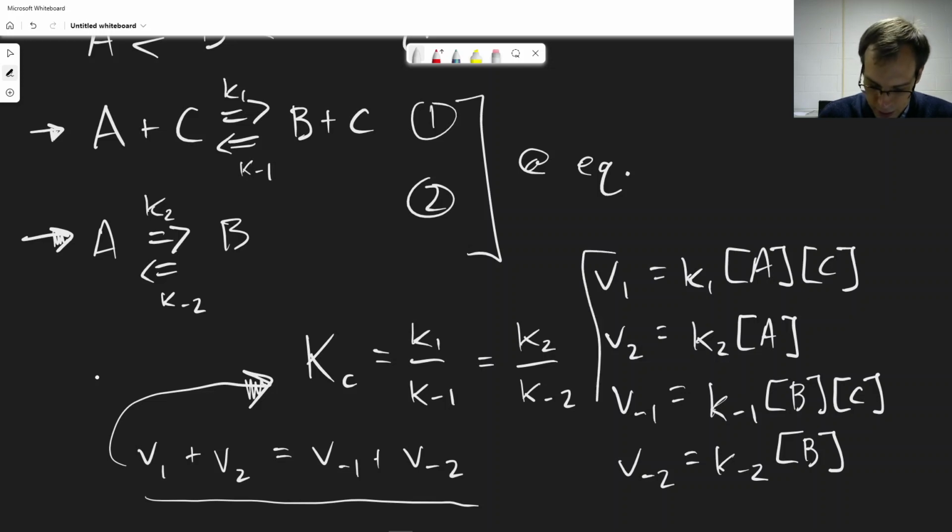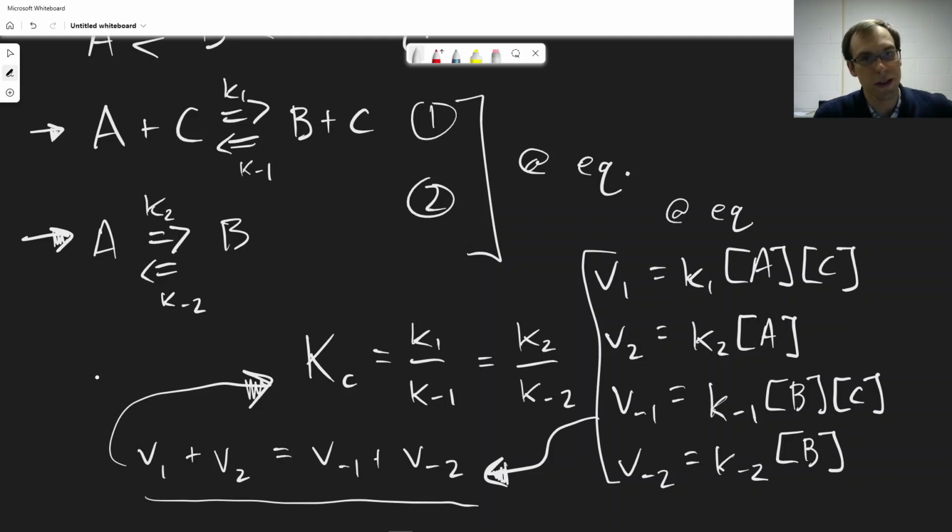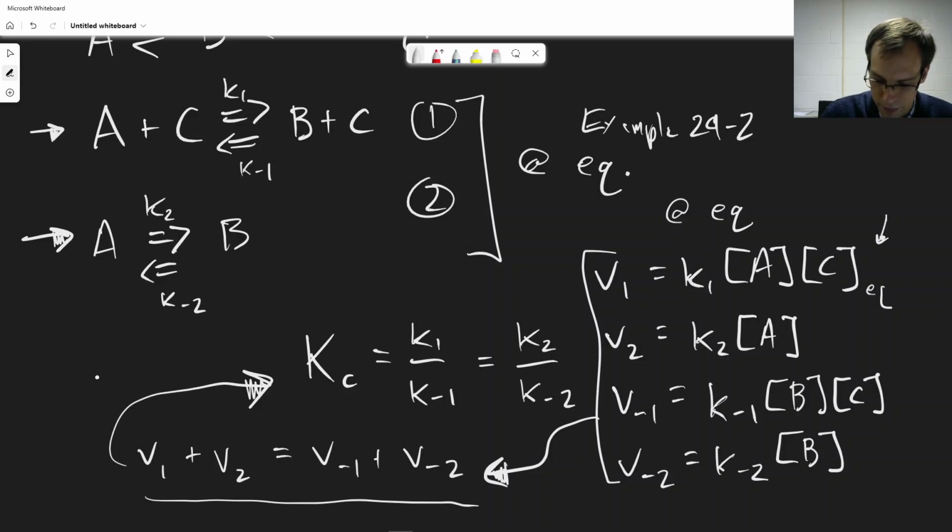And then we can plug these into this equation, and this is an exercise I'll leave to you, but show that when you plug all these in at equilibrium, specifically, when you use the equilibrium concentrations for everything, you'll get this relationship again, that the ratio of the rate constants is equal to the equilibrium constant. And the key to doing this is to eliminate C at equilibrium from your equation. This is example 29-2, and I encourage you to look at that in your textbook. But that is where I'll stop this video.